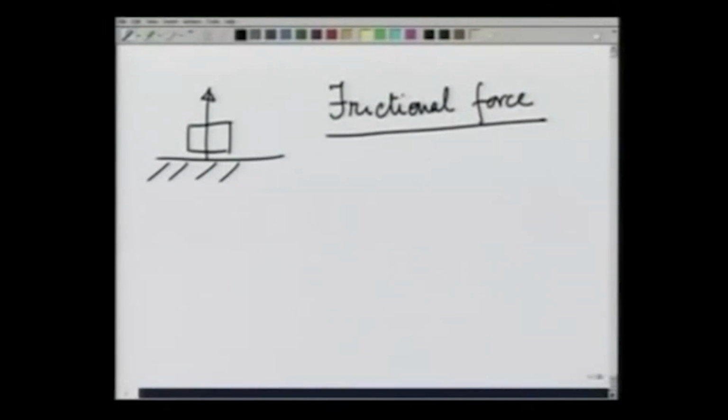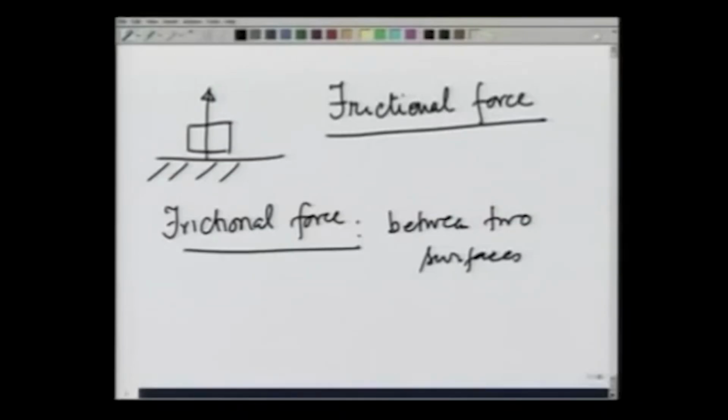So to start with, frictional force could be between any two surfaces, and it opposes the tendency of motion. So if a body tends to move in a particular direction, frictional force opposes it.